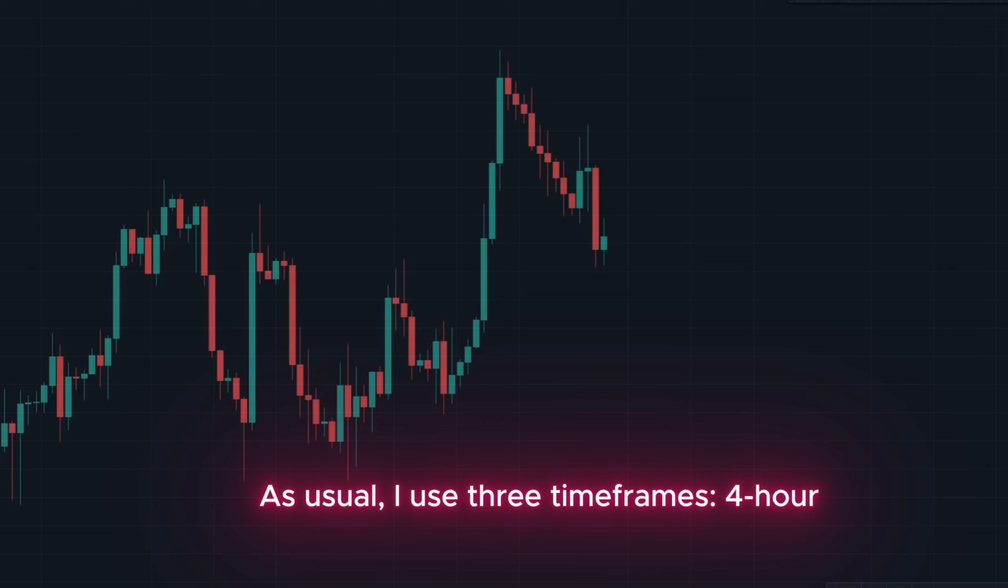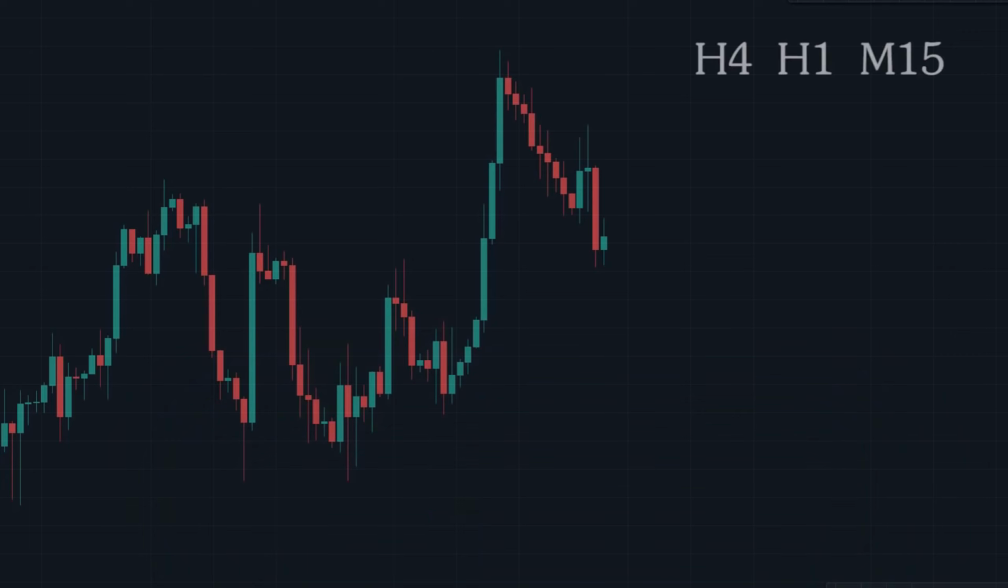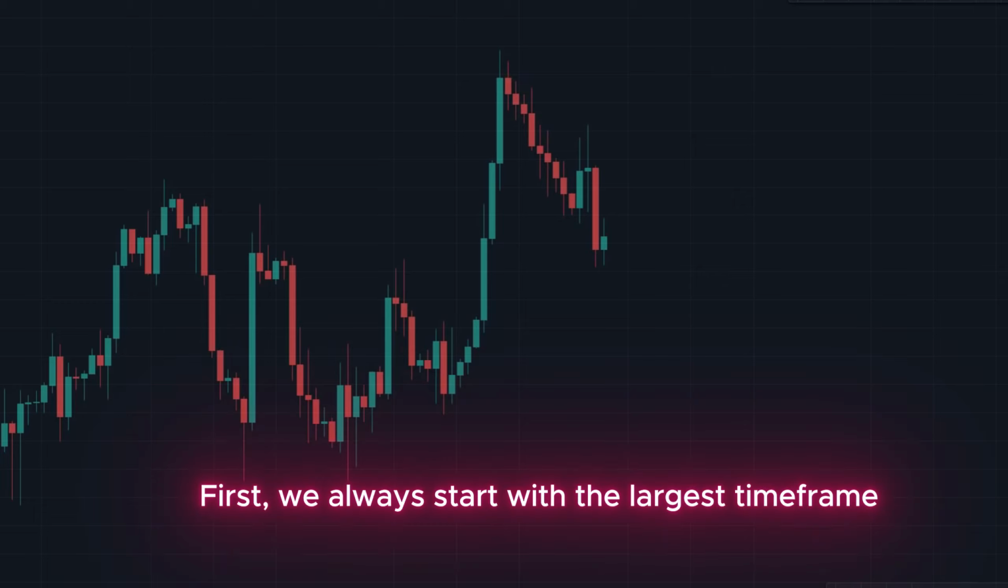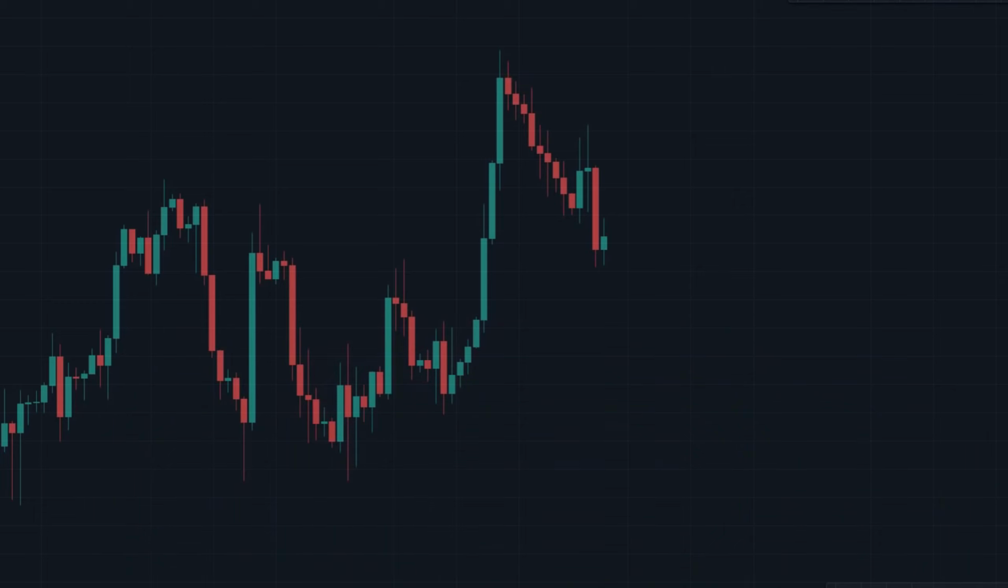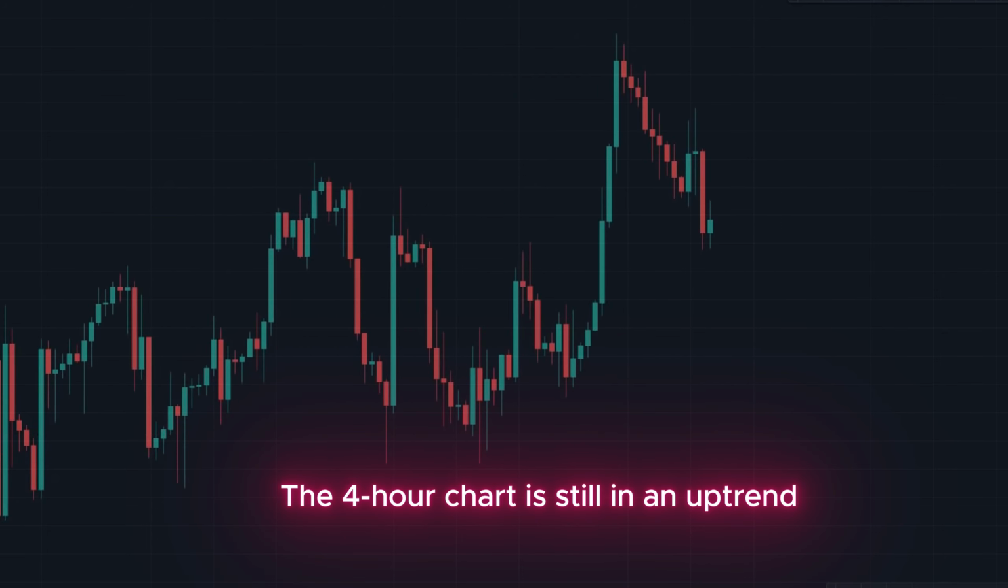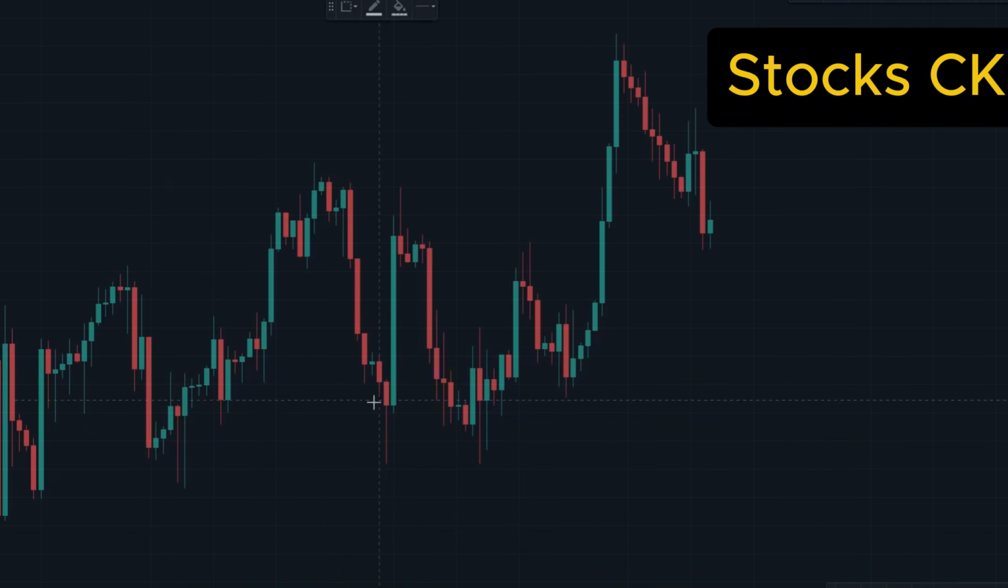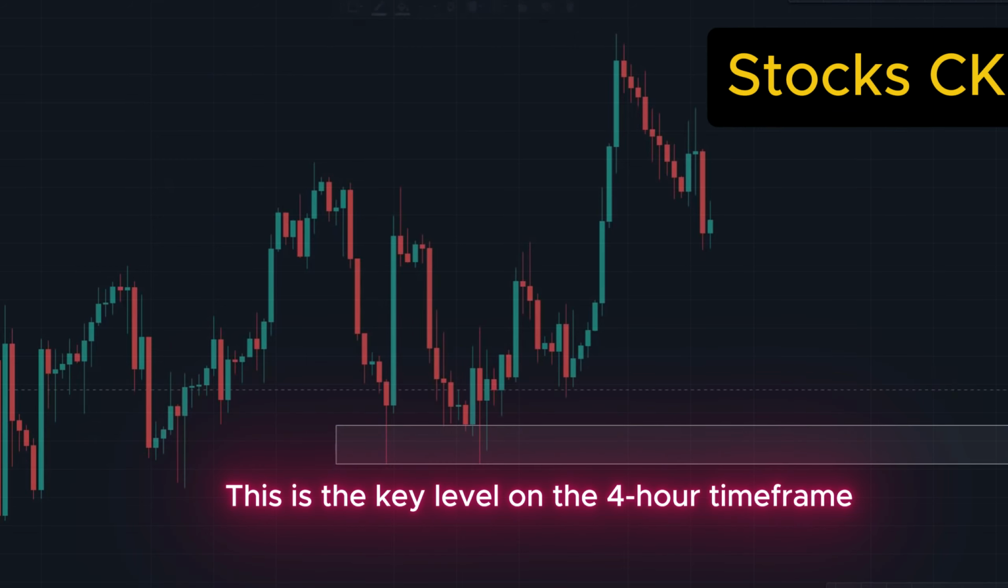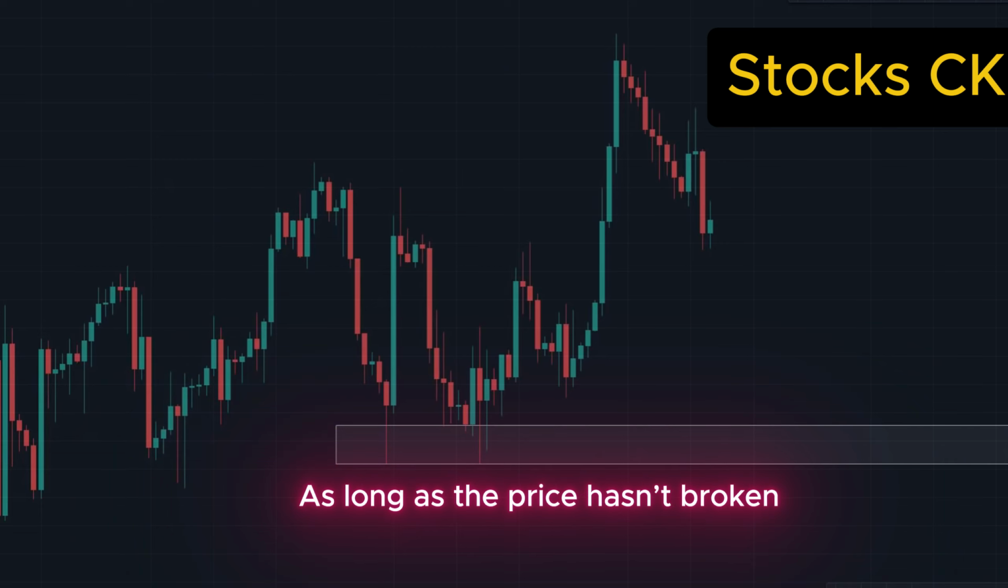As usual, I use 3 time frames, 4 hour, 1 hour, and 15 minute. First, we always start with the largest time frame, which is the 4 hour time frame. The 4 hour chart is still in an uptrend. It's been trending upward for weeks. This is the key level on the 4 hour time frame. As long as the price hasn't broken through this key level, the 4 hour trend remains an uptrend.